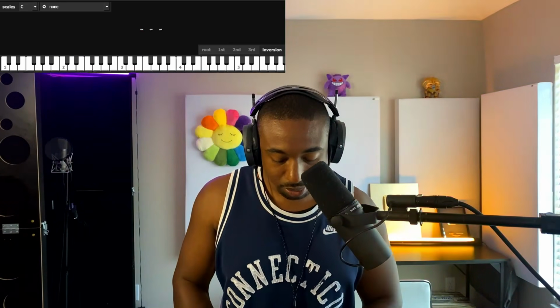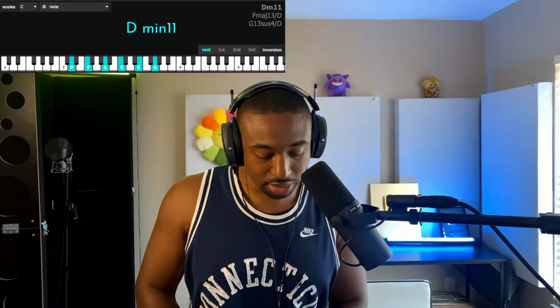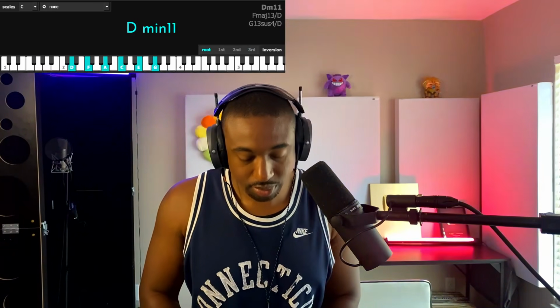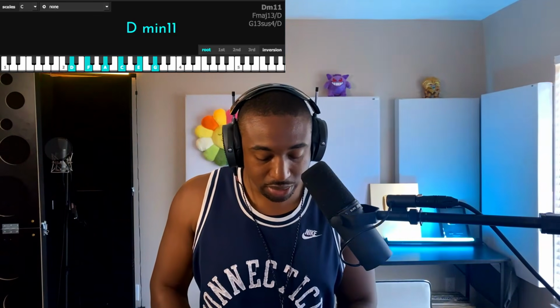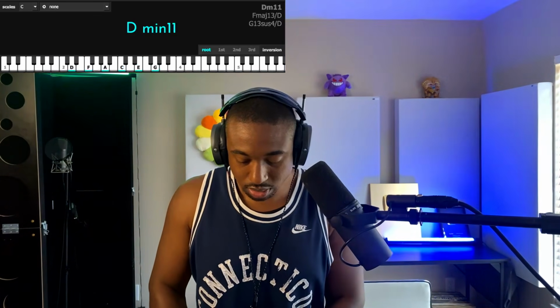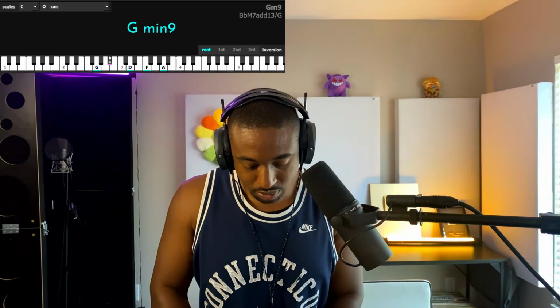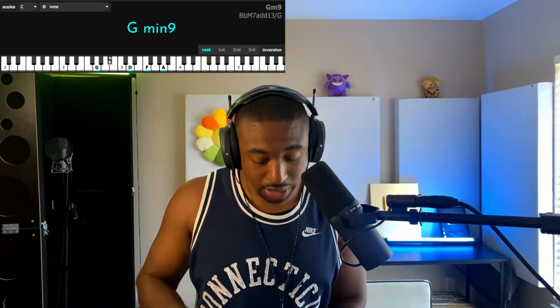Okay, so let's do this from D instead. There's a D minor 11th chord. Now the only note we're missing, 1, 2, 3, 4, is B flat. So the question is, how do we insert B flat? There's many ways we could do that. We could do it with G. We could do it just starting at B flat.